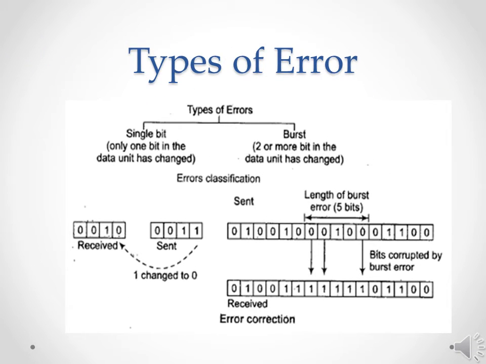Types of errors. There are two types of errors. First, single bit error. Second, burst error. If only one bit in our data is corrupted or changed, it's called single bit error. If two or more bits in our data are corrupted or changed, it's called burst error.